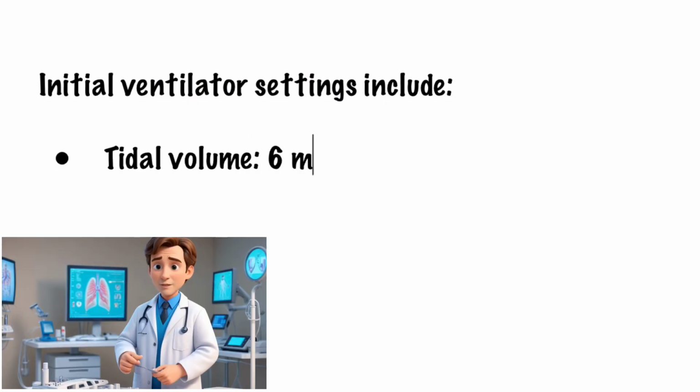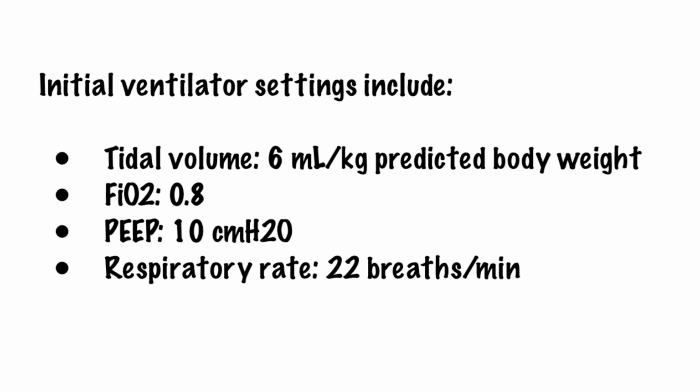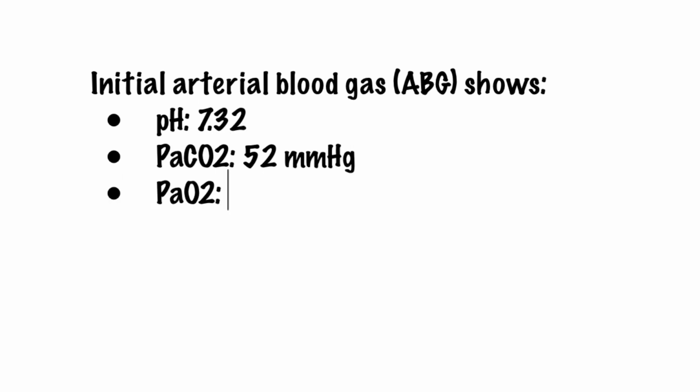Initial ventilator settings include tidal volume, 6 ml/kg predicted body weight, FiO2, 0.8, PEEP, 10 cm H2O, respiratory rate, 22 breaths/min. Initial arterial blood gas, ABG, shows pH, 7.32, PaCO2, 52 mmHg, PaO2, 58 mmHg.